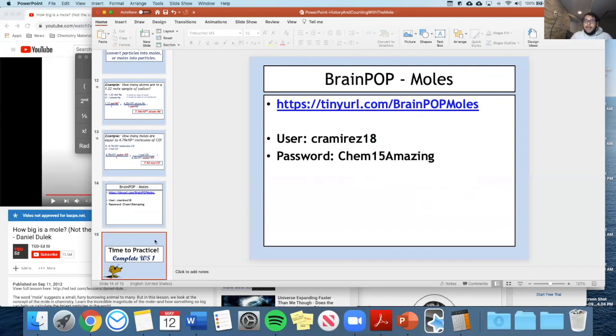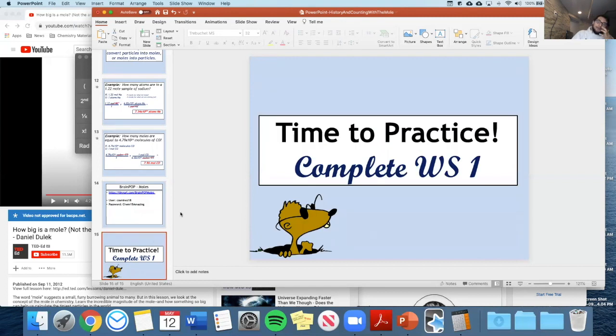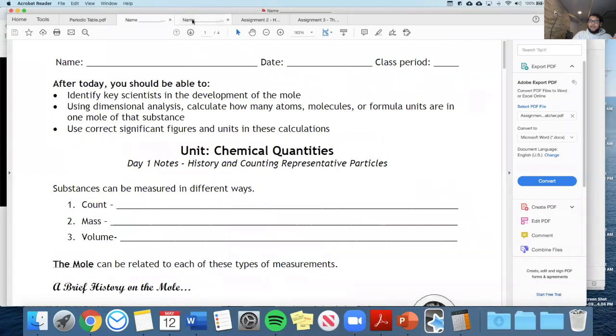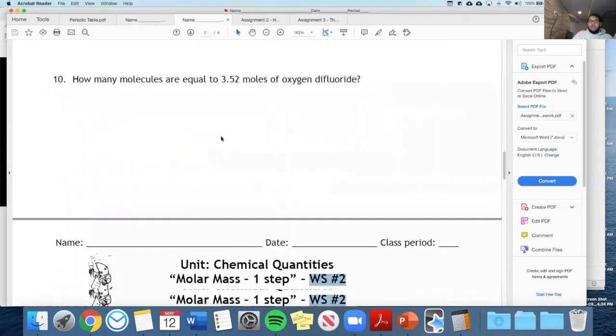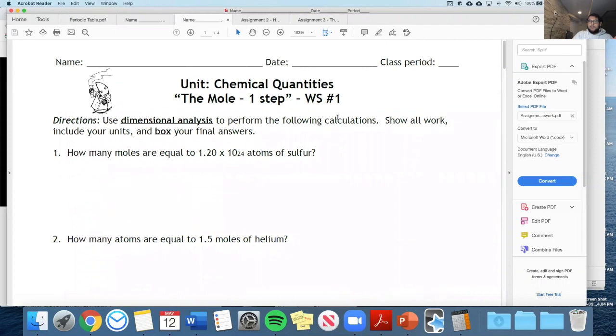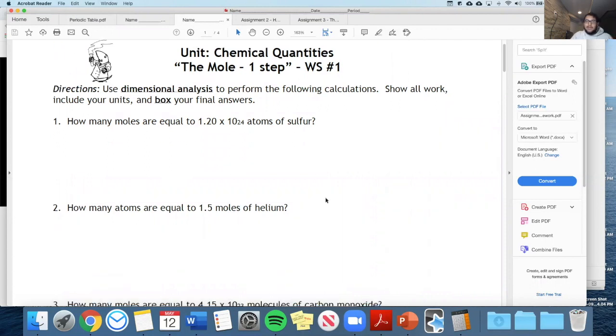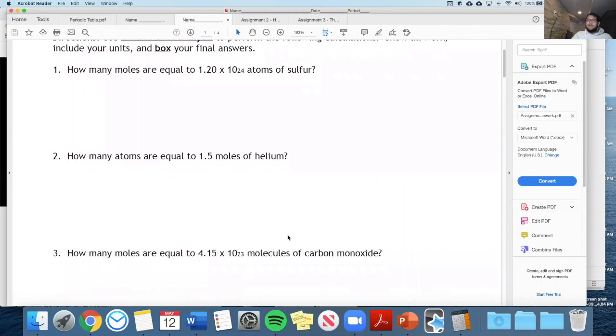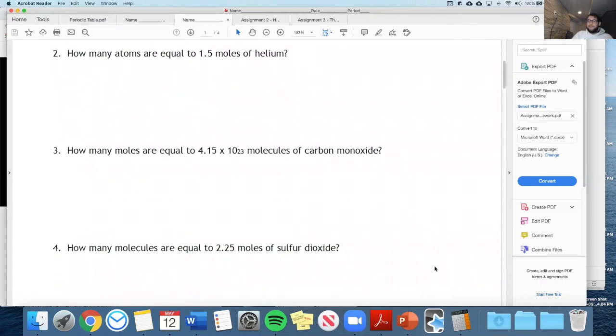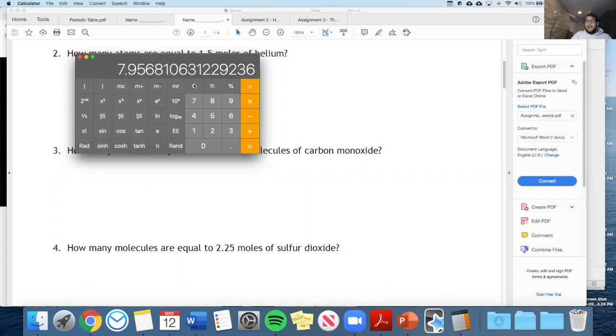Okay, so now, based on those two examples, you're going to work on worksheet 1. This worksheet here is your Notecatcher. Your worksheet 2, that's a different one. You want to work on worksheet 1. Worksheet 1 asks you the same kind of problems. How many moles are in this many atoms? How many atoms are in this many moles? So you want to practice doing these equations, and you want to practice using your calculator, whether you have a calculator on your phone or you're using an actual calculator. Doesn't make a difference.